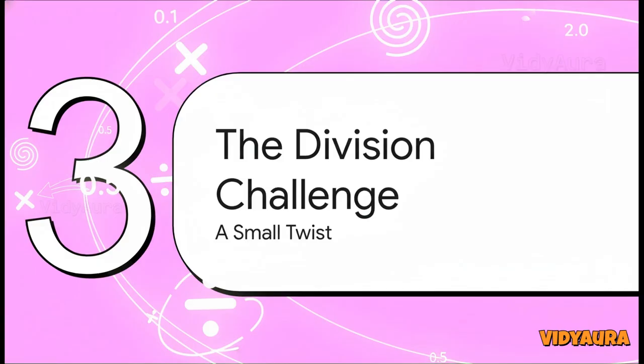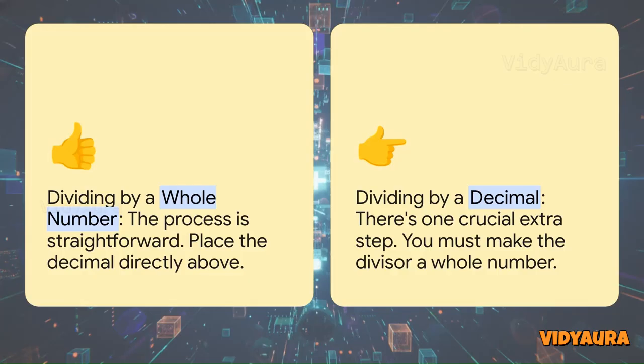Now let's build on that and tackle our final challenge, division. Now this one has one extra little twist, but I promise once you see it, you'll get it just as quickly. So with division, there are really 2 main situations you're going to run into. The first one, over on the left, is dividing a decimal by a whole number. Take our example, 7.5 divided by 3. This one's super straightforward. You just do the division like you normally would, and then the decimal point from the 7.5 just floats straight up into your answer. And as you can see, we get 2.5.